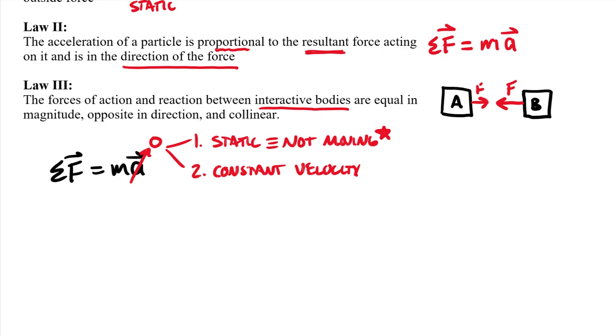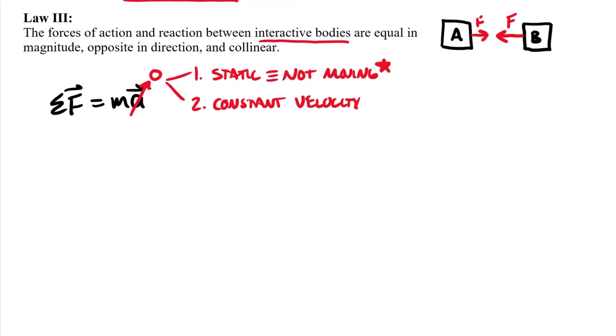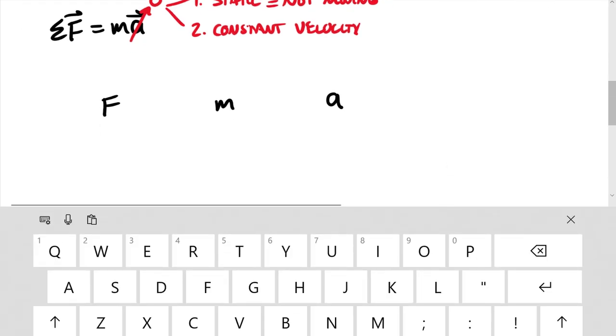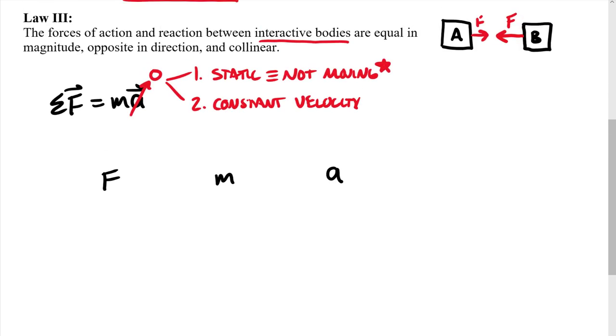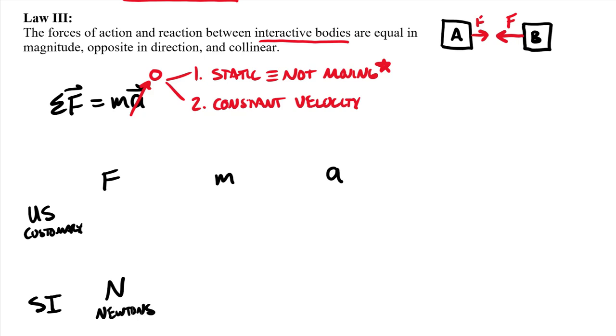The other thing I want to talk about is units and gravitational acceleration. It's a common error that I see, so we like to address it early. Taking our equation of forces, mass, and acceleration, I'm going to turn this into a table. My table is going to have two rows. One is our US customary units, and the bottom row is our SI units, or the metric system. All forces in SI, I think you're familiar, will be in newtons. All forces in the US customary system will be in pounds force.